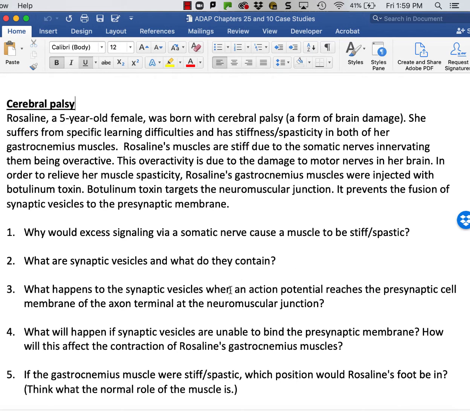Question 2. What are synaptic vesicles and what do they contain? We know that a synaptic vesicle is a small membrane-bound organelle. It's found in the presynaptic axon terminal. And at the neuromuscular junction, those vesicles contain acetylcholine, or ACh.